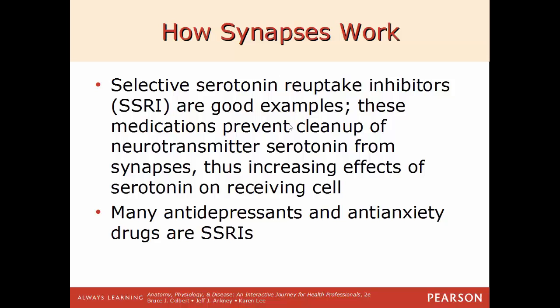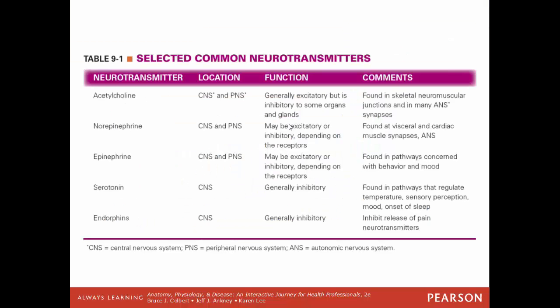So many antidepressants and many anti-anxiety drugs are SSRIs. And the whole goal is to increase the level of serotonin to make the person happier. There are a large number of neurotransmitters. There's a table with a few. Not only do we have their name, where they're from, what their function is, but also some comments about each one.